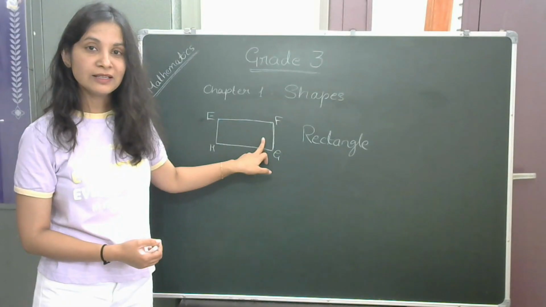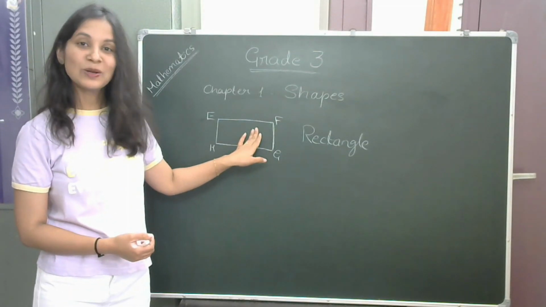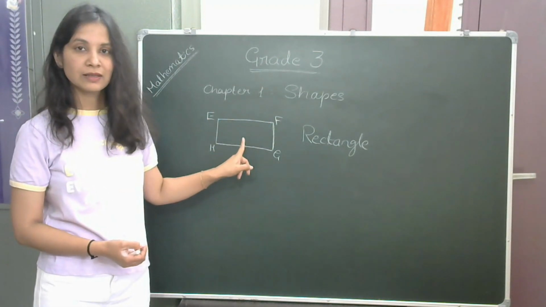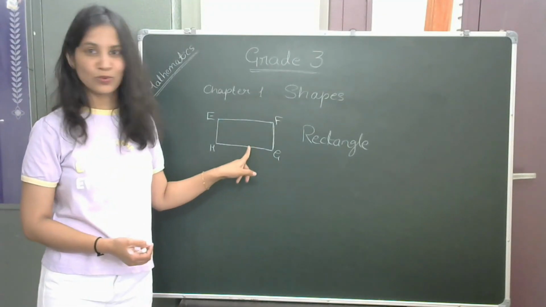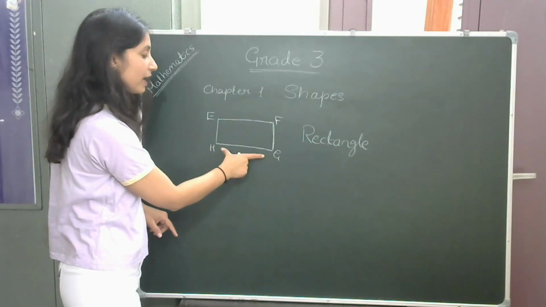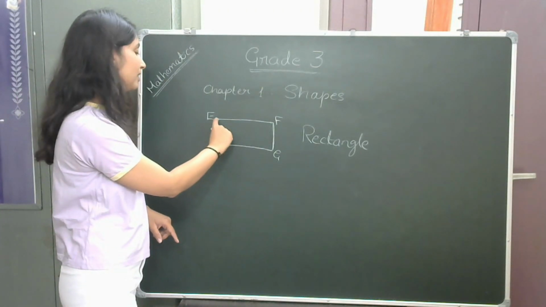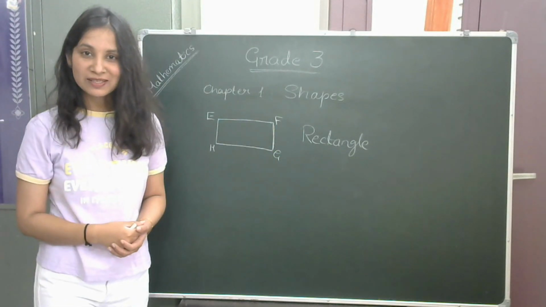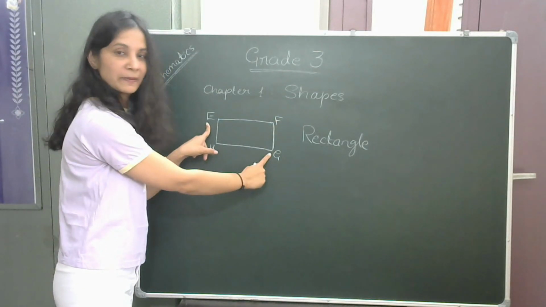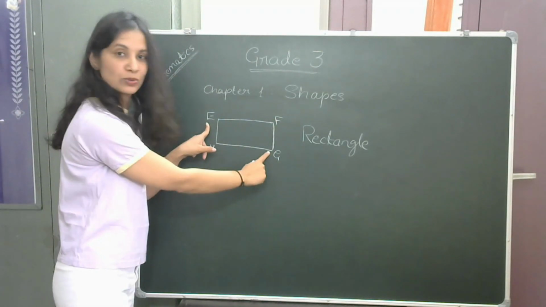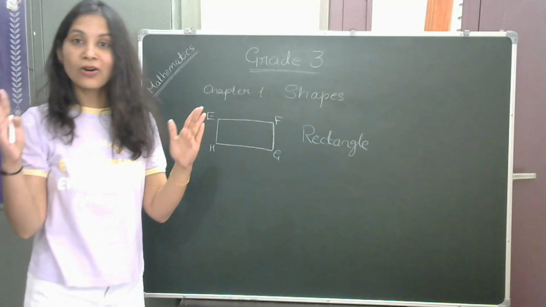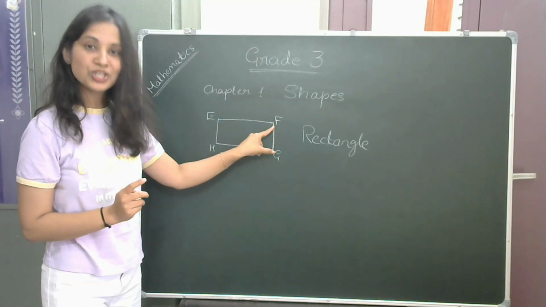Is it an open figure? No, this is also a closed figure, right? And which is having 4 sides. But is it a square? No. Slight change is there. What is that? See, these two lines are long and these two lines are short. Let me say once again: EFHG. See, you are observing these two lines, the top one and the bottom one. These two are long, right? And these two are short.